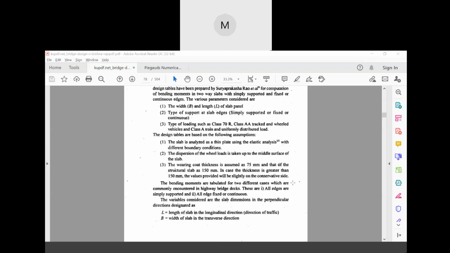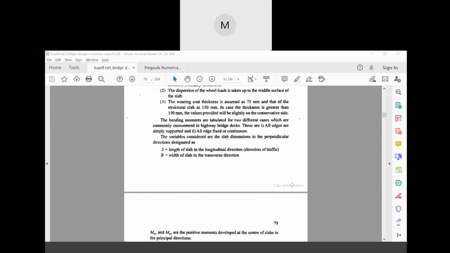The wheel core thickness is assumed as 75 mm and that of the structural slab as 150 mm. Just now we considered those as 80 and 200. Fine. In case of thickness greater than 150 mm, the values provided will be slightly on the conservative side. Now, the bending moments are tabulated for two different cases which are commonly encountered on highway bridge decks.